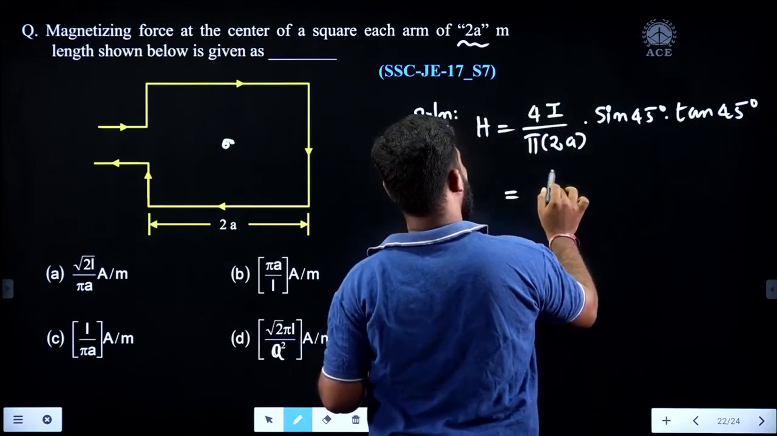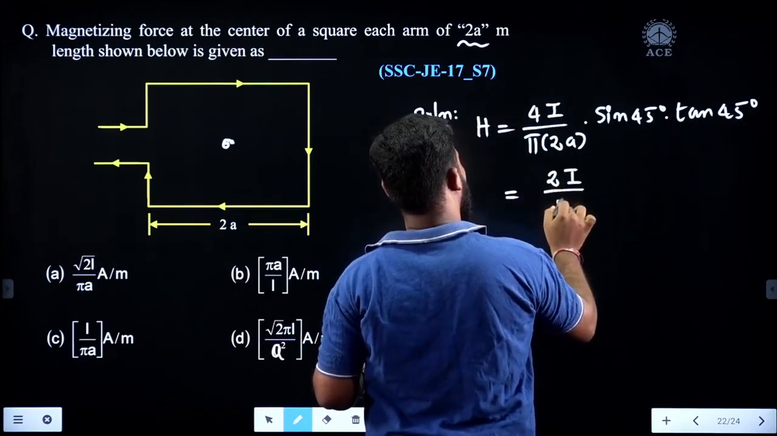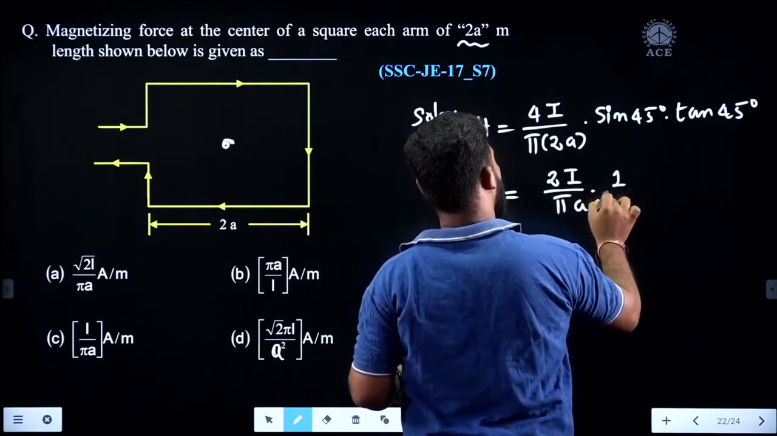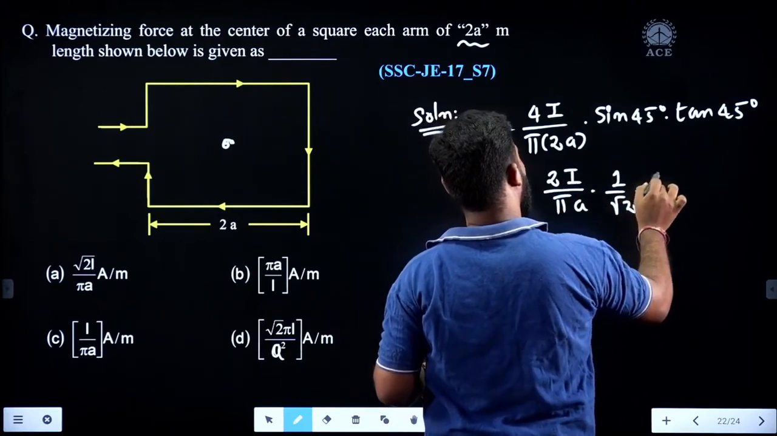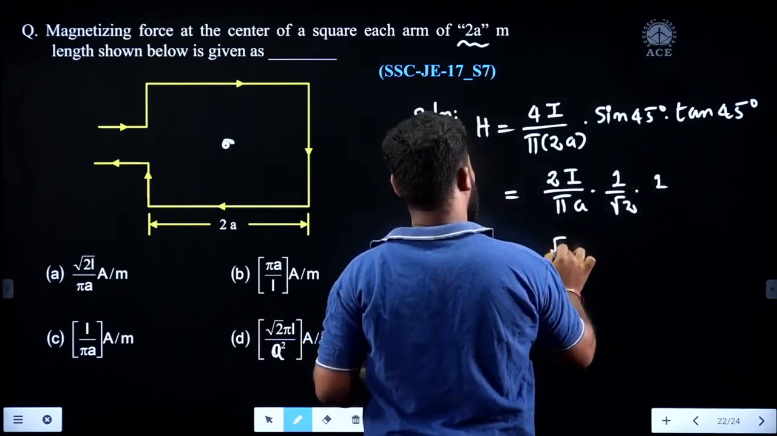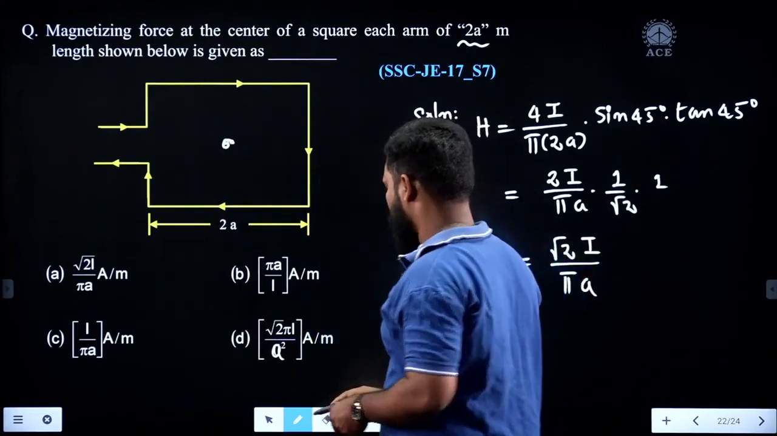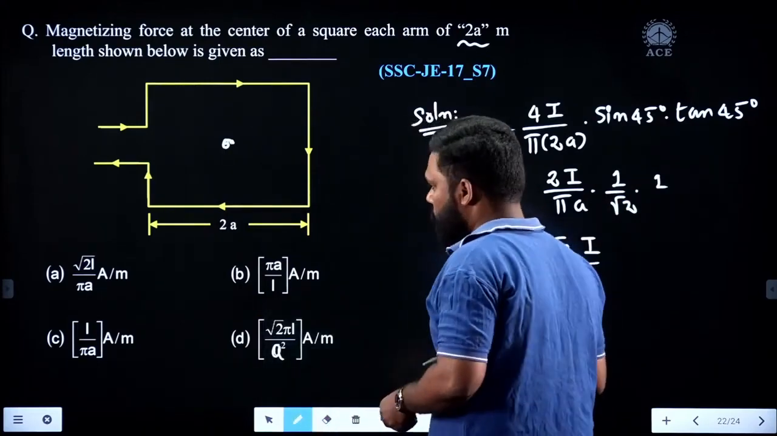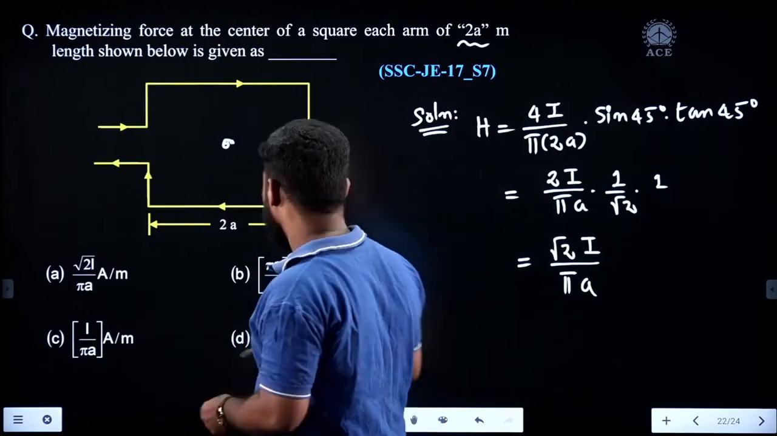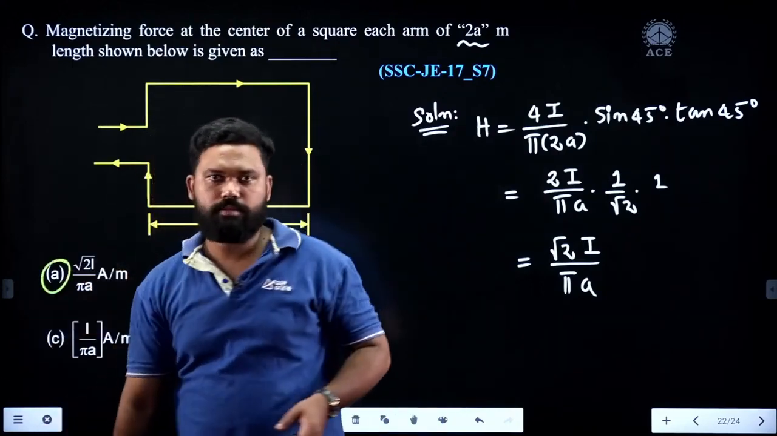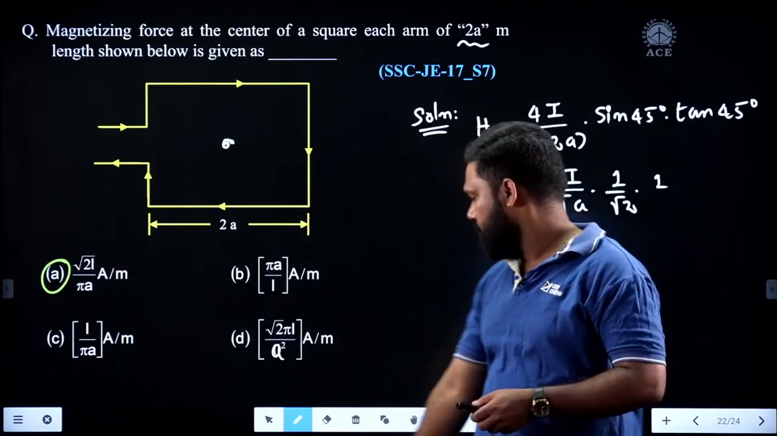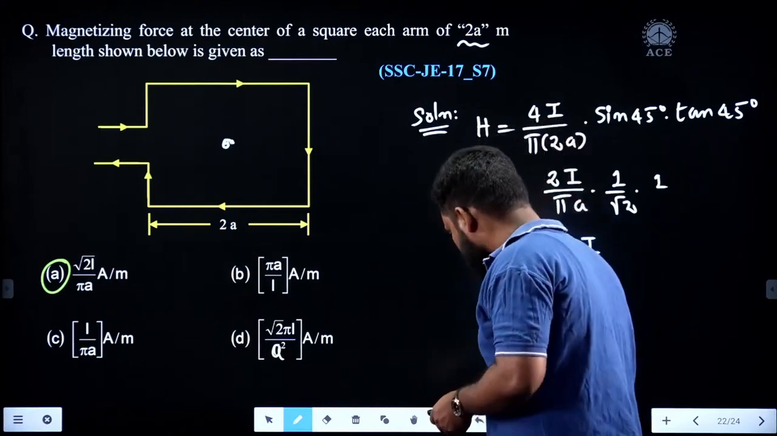Yes. So here it is 2I by pi into a. This one is 1 by root 2 into 1. So which is root 2 I by pi into a. Option A is the answer. Clear, friends? Okay. Let us have one more question.